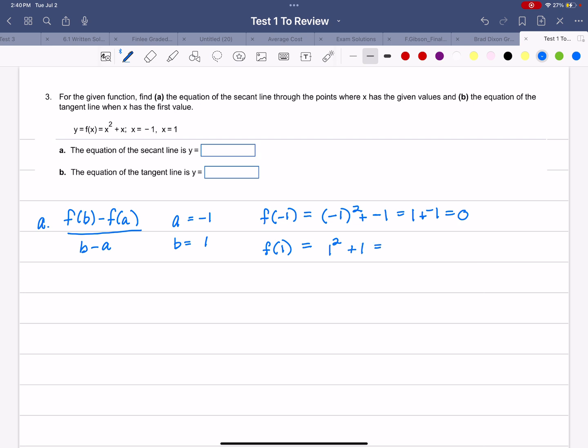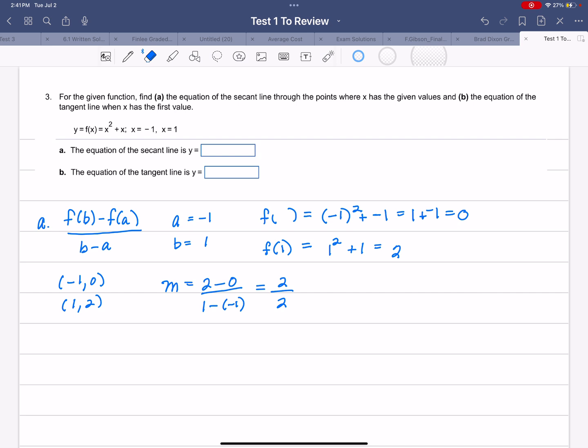So we've got 1 squared plus 1, which is 2. So that means we have the ordered pair -1, 0, and 1, 2. Okay? And we can plug into our formula. F of b is the f of 1, so our slope is going to be 2 minus 0 over 1 minus -1. And you absolutely can think of this as the regular slope formula once you find the point -1, 0, and the point 1, 2. Those are two ordered pairs, and you can just do the slope formula. So that's going to be a slope of 1.